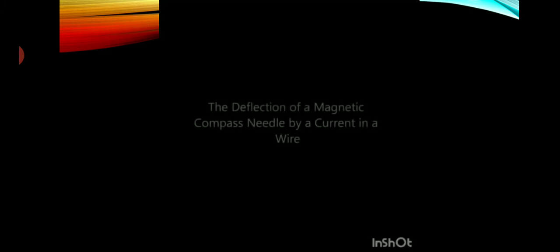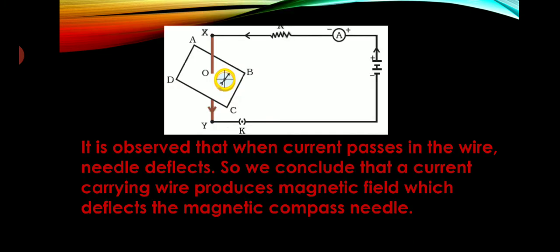So what did you observe? It is observed that when current passes in the wire, the needle deflects, and we can conclude that a current carrying wire produces a magnetic field which deflects the magnetic compass needle. Thus, we can say that electricity and magnetism are linked to each other. Then what about the reverse possibility of an electric effect of moving magnets? So in this chapter, we will study magnetic fields and such electromagnetic effects.